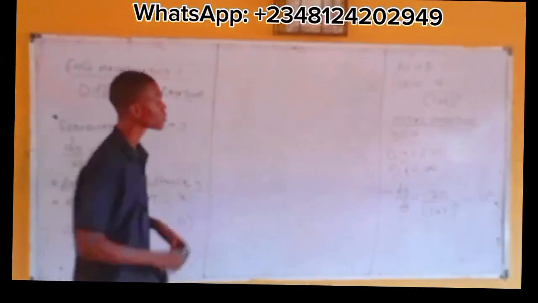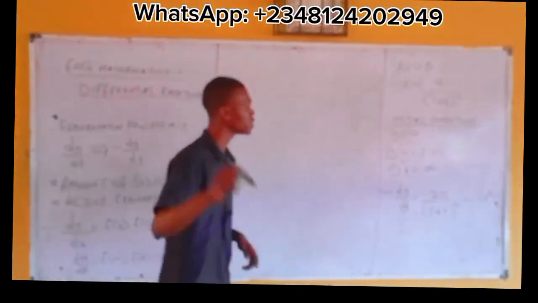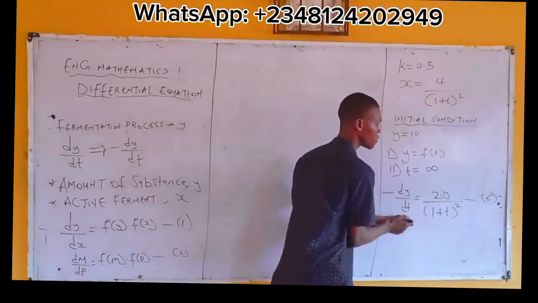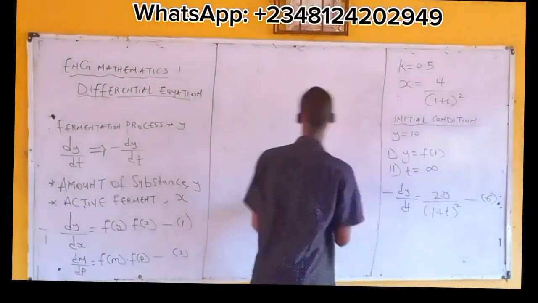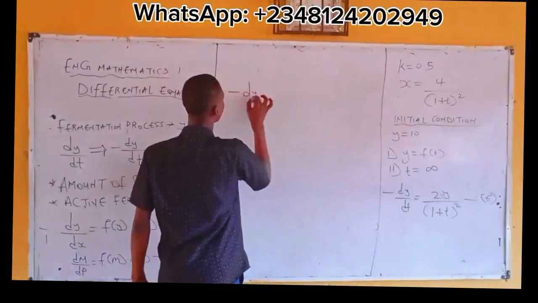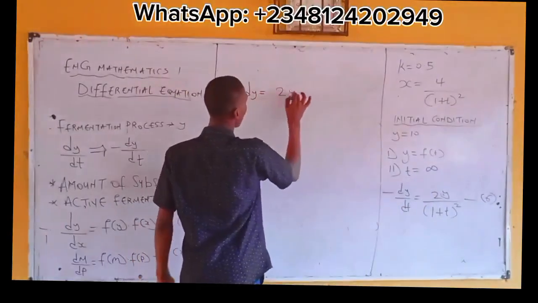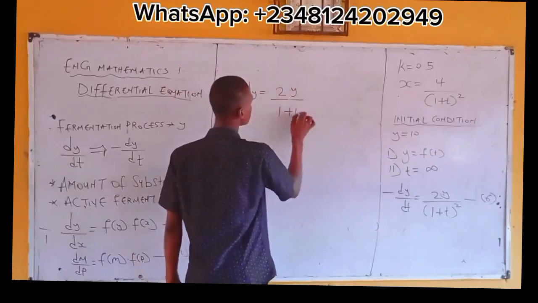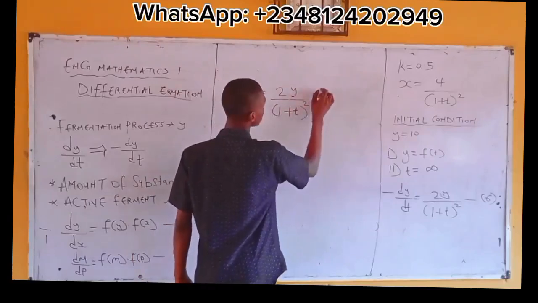Cross multiply. Better still, let's do it this way. This is the derivative of t. Let's take this derivative of t to this side. Meaning, I have negative dy equals what? 2y all into bracket 2y divided by 1 plus t square dt.